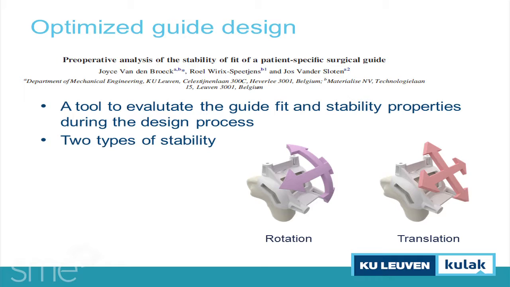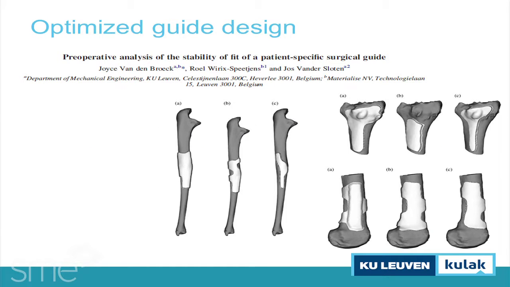So we invested some time into that to evaluate guide fit and stability properties in the design process. There are two types of stabilities basically, and this is from the knee guide principle, but you can apply it for any guide principle. Is there rotational stability? Is there translational stability? And different guide designs, and here I take examples of the upper extremity for an ulnar osteotomy or a distal radius osteotomy and a distal femur osteotomy.